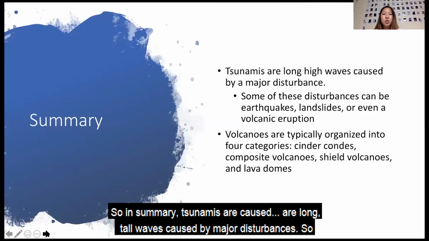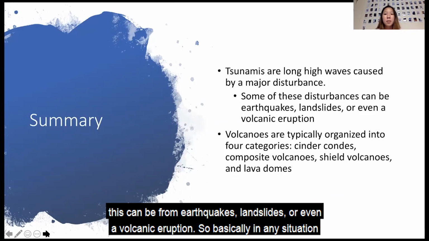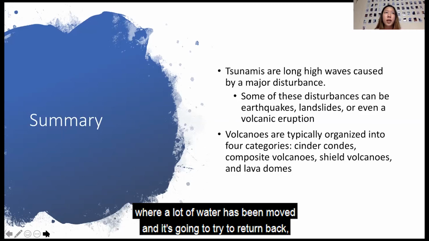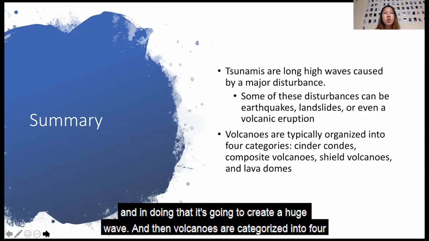So in summary, tsunamis are long, tall waves caused by major disturbances. This can be from earthquakes, landslides, or even a volcanic eruption. So basically in any situation where a lot of water has been moved and it's going to try to return back, and in doing that, it's going to create a huge wave.